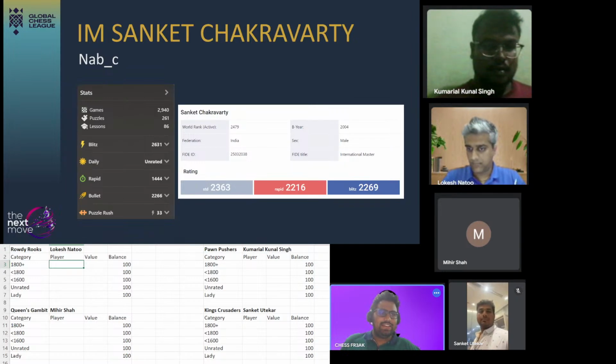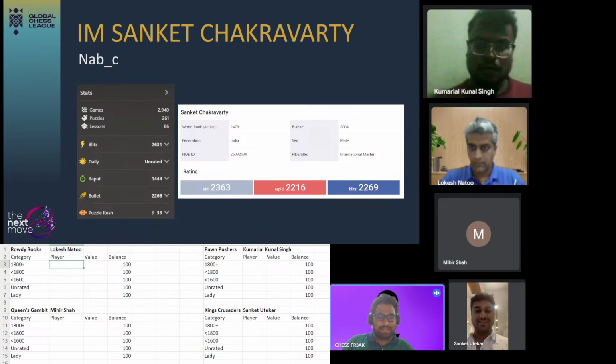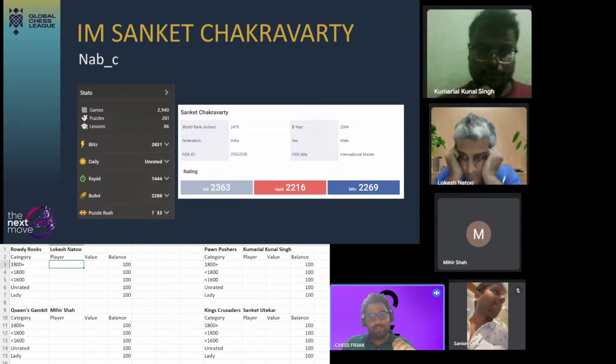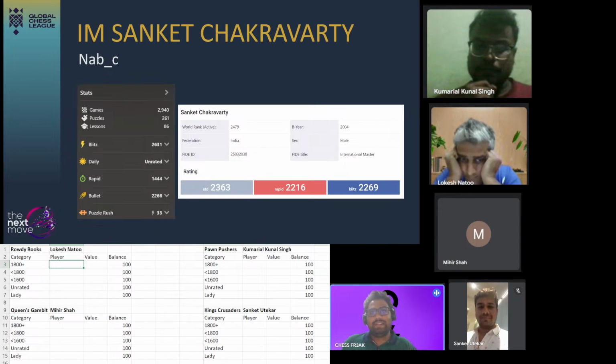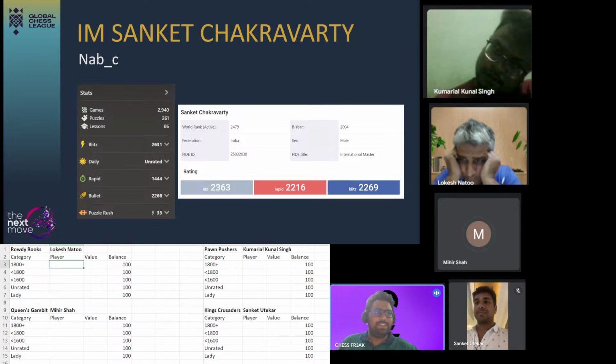No bids yet from Sanket. He has a similar name, Sanket Chakravarti, Sanket Udekar, but it seems he's not interested. Lokesh Natu is also not showing too much interest. Maybe they are waiting for the other title player, the FIDE Master, who surprisingly has a higher blitz rating than Sanket. Since the tournament is a blitz tournament, maybe Lokesh and Sanket are waiting for the FIDE Master to come in. You never know. So right now, 35 points, Queen's Gambit, Mihir Shah. Do we see any more bids?